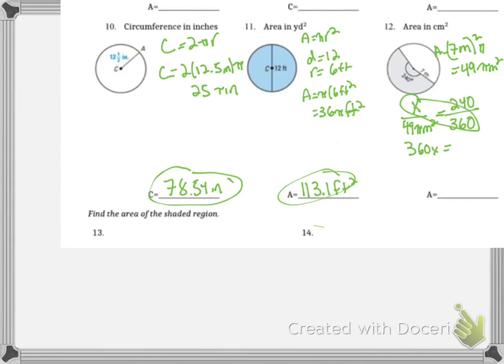And then here we're going to multiply these two together, 49 pi times 240, which gives me 36,944.04 divided by 360. Okay, and I arrived at approximately 102.6 meters squared.